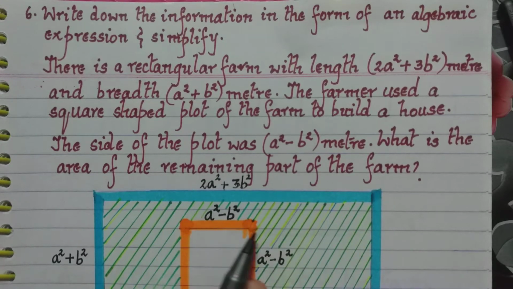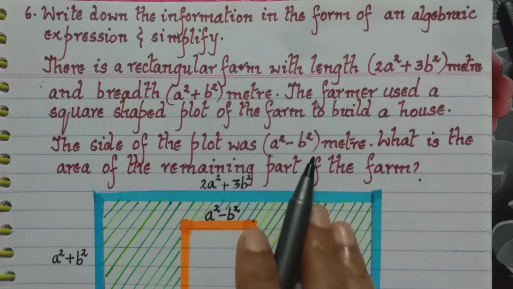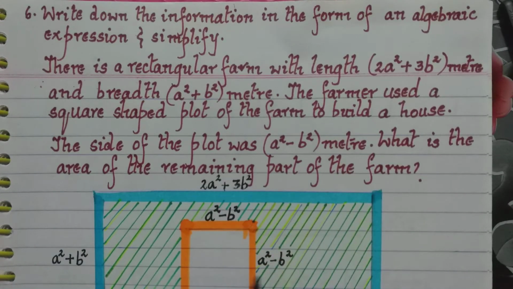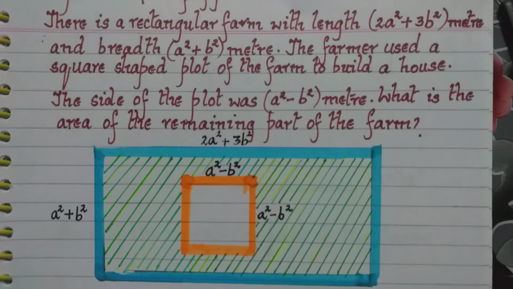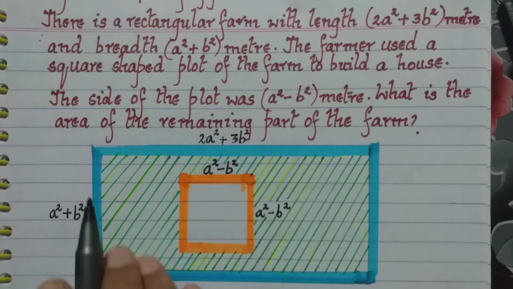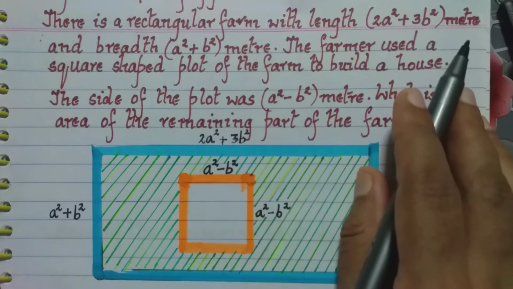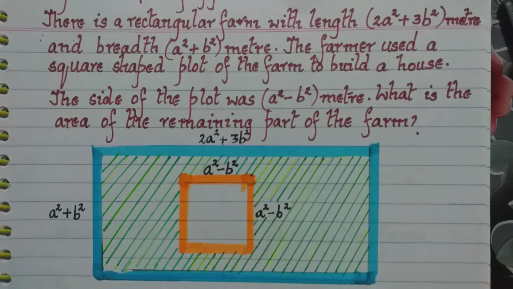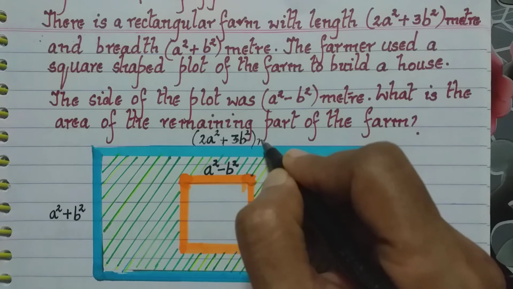Now, whenever questions are given like this, where a part of a land is used and a part is unused and we have to find it, the best way to do it is to draw a rough figure. They have said that there is a rectangular farm. So, you see here, I have drawn a rectangular farm. They have said that the length is 2a square plus 3b square meter. You can see here I have written 2a square plus 3b square meter.